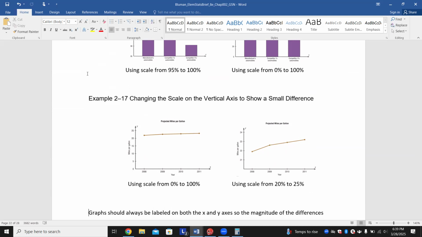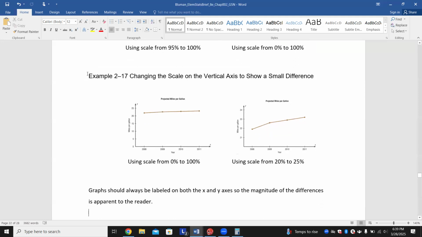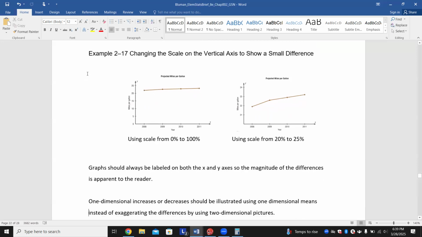So again, we can always skew our charts. Both of these charts, by the way, are truthful. These are facts that are written on a graph. It's just how it's represented can skew the mindset of the reader, which is a lot of times what we're trying to do if we're trying to sell something. But graphs should always be labeled on both the X and Y axis, so the magnitude of the differences is apparent to the reader. As long as I'm labeling my stuff, I have not manipulated data. I just skewed it for someone that maybe doesn't pay attention to it. And that would be the hope there.